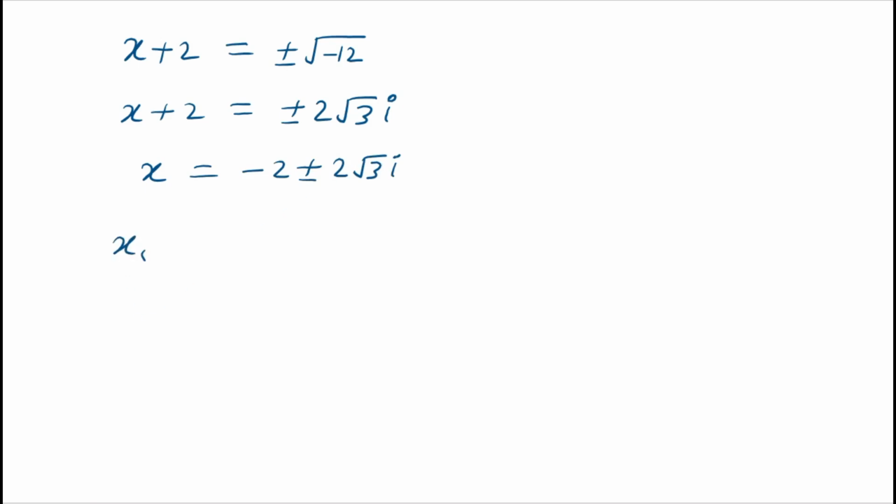Here fifth solution, x5, is equal to minus 2 if we take the positive sign, 2 times square root of 3 iota. And sixth solution, x6, is equal to minus 2 if we take the negative sign, 2 times square root of 3 iota. This is our final answer.